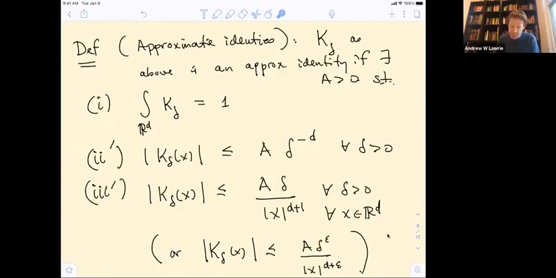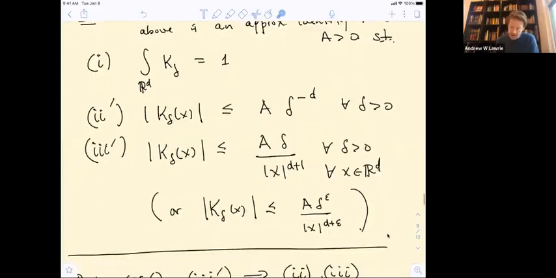They have this global bound on k delta: they're less than some constant times delta to the minus d. And then I have the second pointwise bound, that they decay like delta over the norm of x to the d plus 1. This bound you want to use away from the origin. This bound you could use at the origin. It's kind of the way it works.